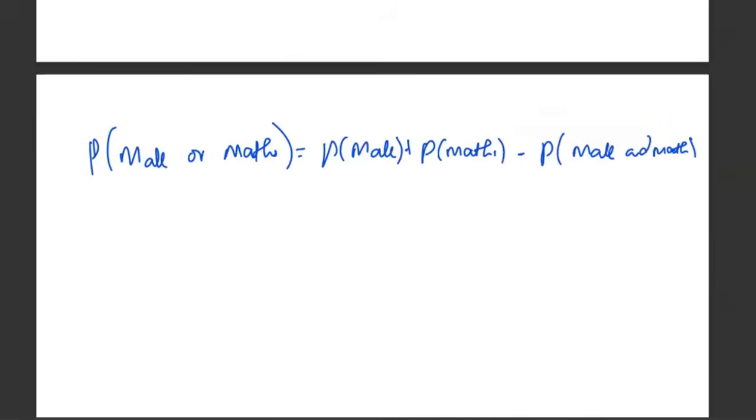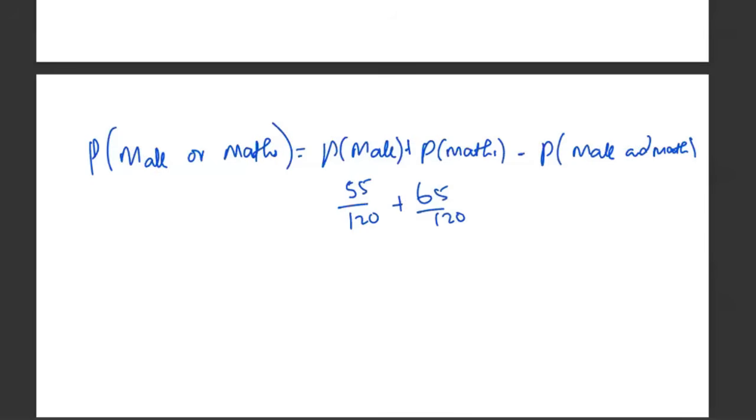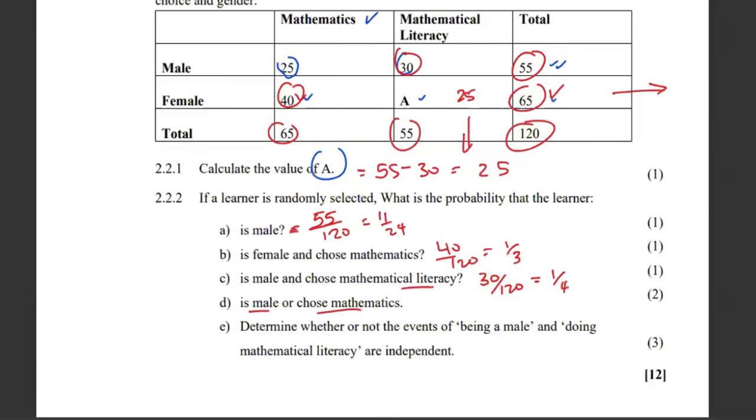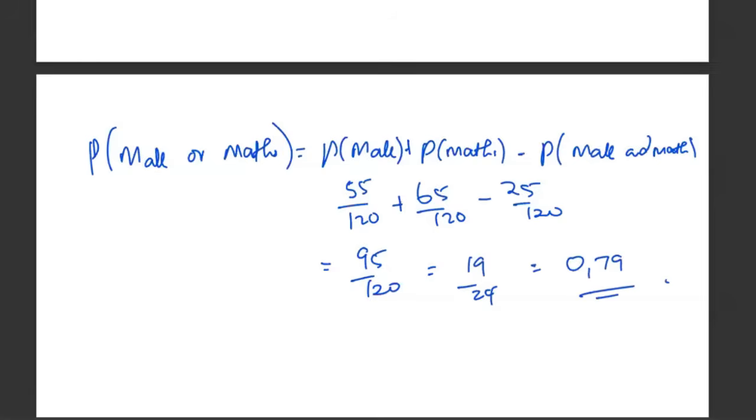Okay, so how many males do we have? We have 55 males. So that's going to be 55 over 120. How many chose maths? It's 65. So that's 65 over 120 minus how many males chose maths, which is 25. Okay, so 25 over 120. So 55 plus 65 minus 25, which becomes a 95 over 120. Simplify that. That gives us a 0.79, or you can have a 19 over 24. Okay, either way. That's what the question wanted.